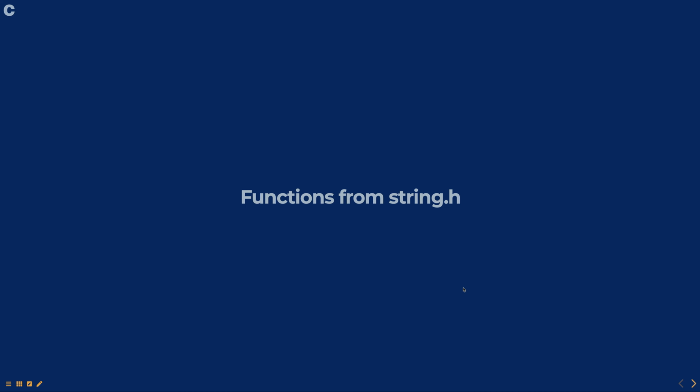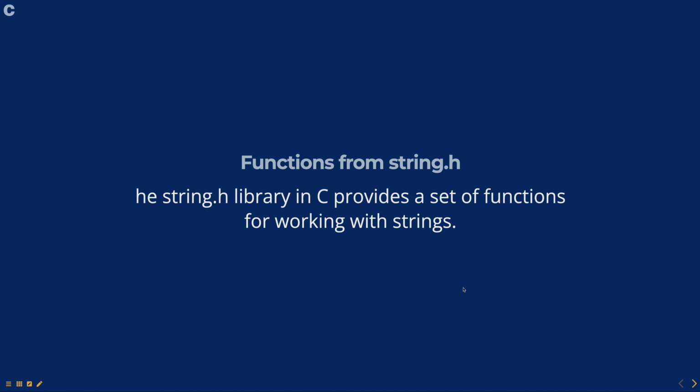The string.h library in C provides a set of functions for working with strings. These functions are used to manipulate and compare strings and include some of the following.